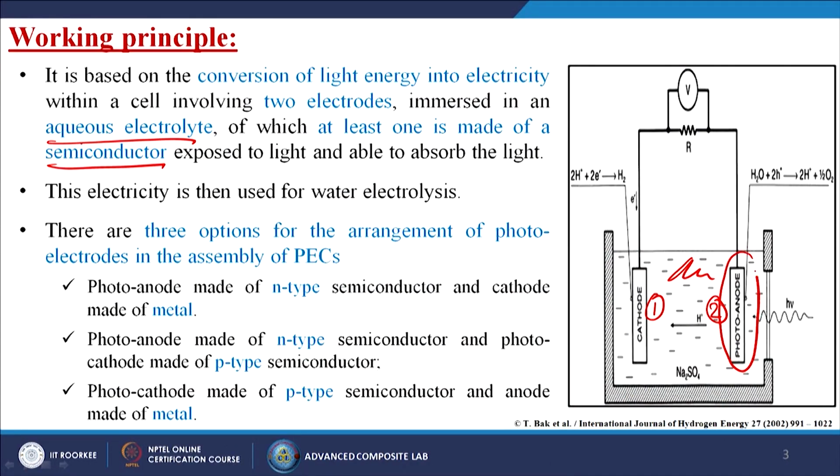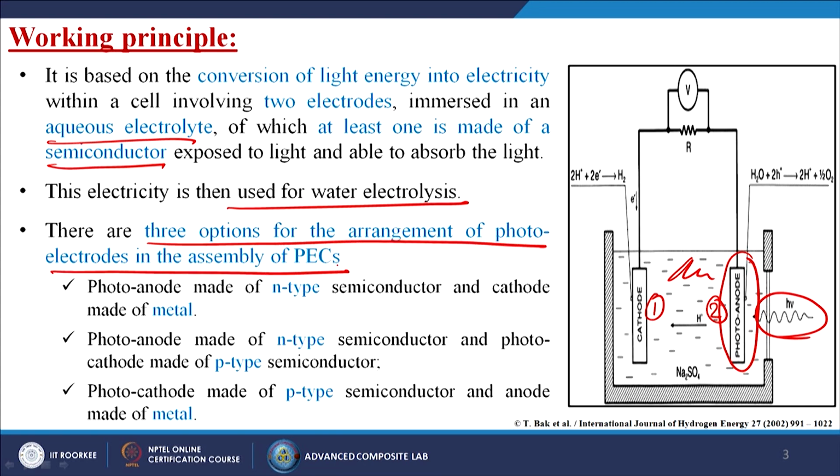That is why in this particular case we are using the photoanode, where the sunlight or light of a certain frequency comes and hits. This electricity is then used for water electrolysis. Now, there are three options for the arrangement of photoelectrodes in the assembly of PECs: a photoanode made of n-type semiconductor and a cathode made of metal; a photoanode made of n-type semiconductor and a photocathode made of p-type semiconductor; or a photocathode made of p-type semiconductor and an anode made of metal. So that is a combination. Either one may be the semiconductor and one the metal, or it can be the opposite. It depends upon whether the semiconducting material is n-type or p-type.